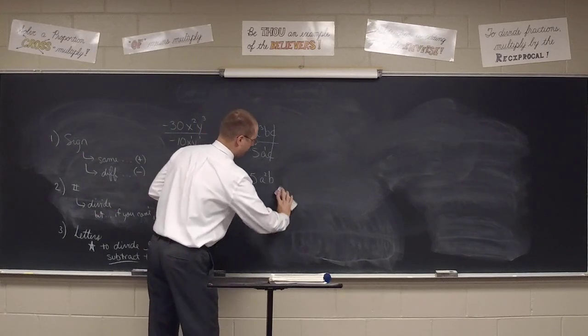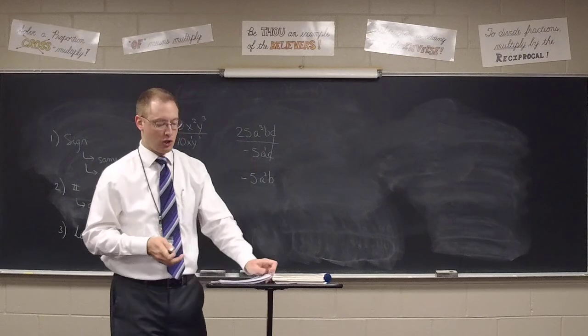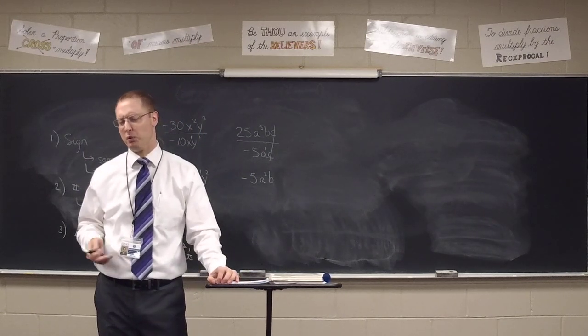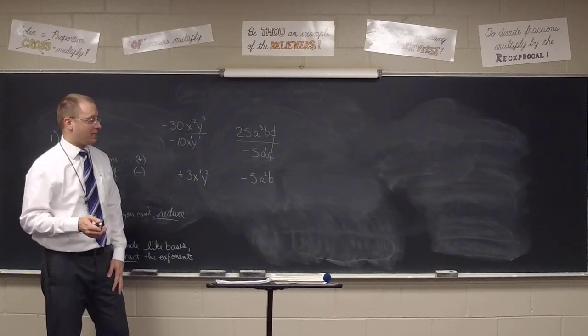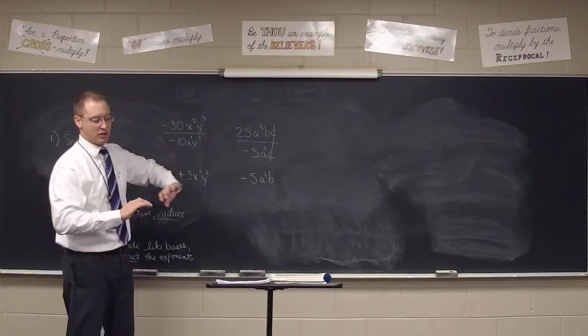For instance, Joshua, you're 14? So if someone's like, Joshua, how old are you? I'm 14 times 1. Just say 14, right? What's our answer? Negative 5a squared b times 1. Just say negative 5a squared b. Does that make sense now? So yeah, if the letters match, just cancel them away.